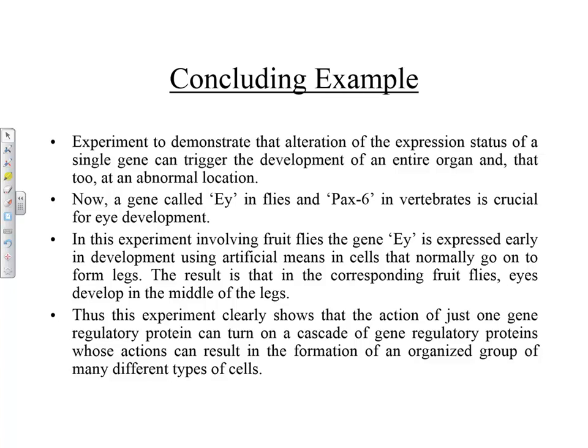In this experiment involving fruit flies, the gene EY is expressed early in development using artificial means, in cells that normally go to form legs. In the last 40 years we have had the technology to do that. In fact, even in this center there is technology to do this kind of manipulation. Like Mike Bittner, some of you may be familiar with him. He has the techniques to take cancer cell lines and put in different mutations and things like that. So you have come to the right place.